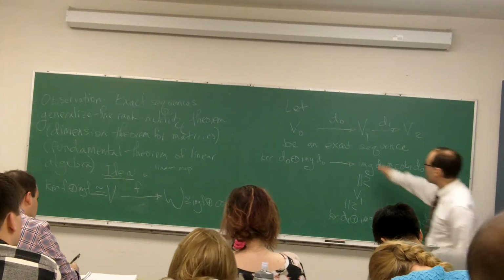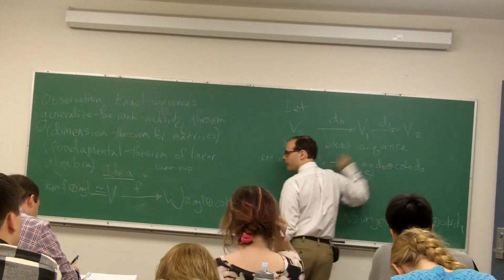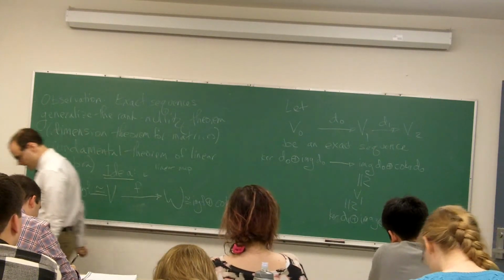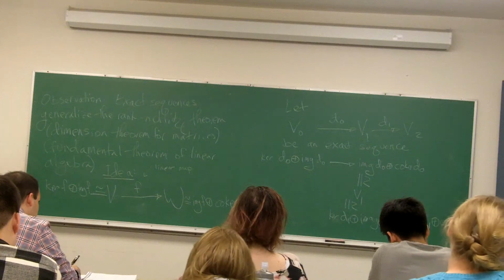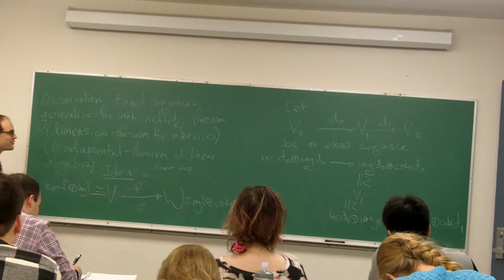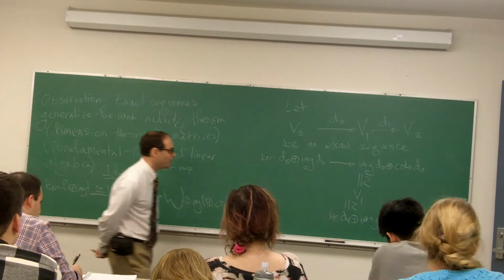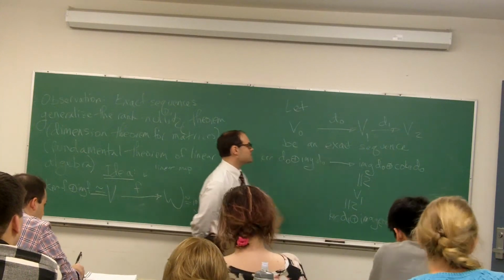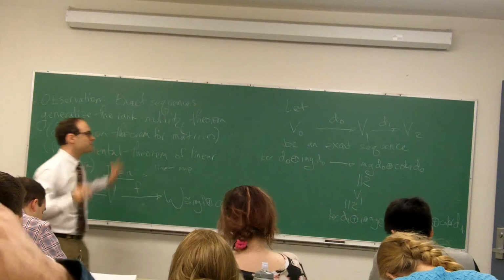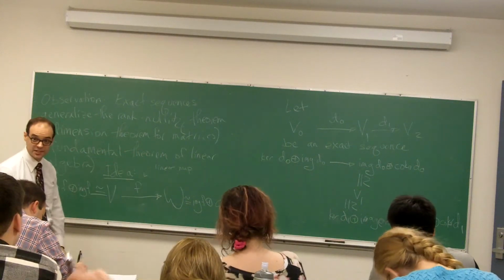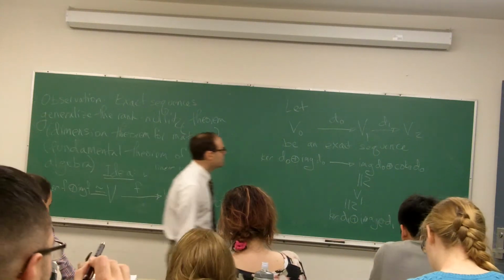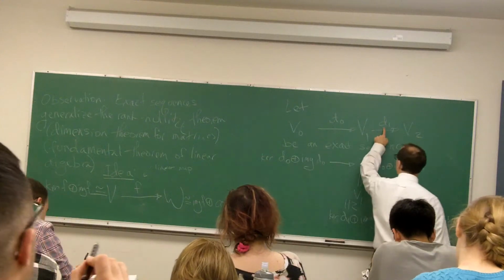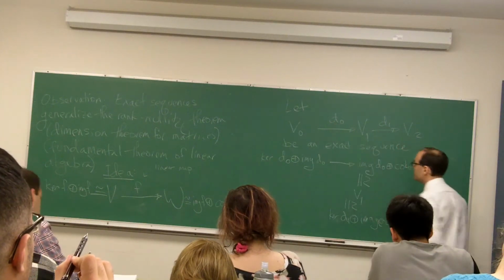So I've just decomposed this first map and this second map according to this isomorphism theorem, the Rank-nullity theorem, the fundamental theorem of linear algebra, whatever you want to call it. I've torn it apart in that way. Now, I haven't used the exactness of this sequence. I've just used two linear maps and no further information. Now I get to use the exactness. What does the exactness say? It says that the kernel of D1 is the image of D0.